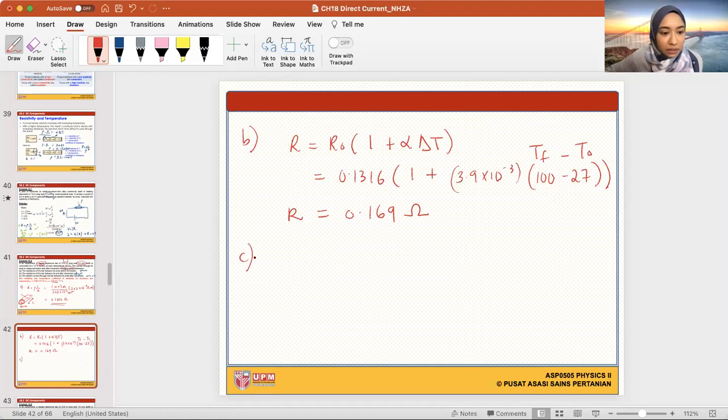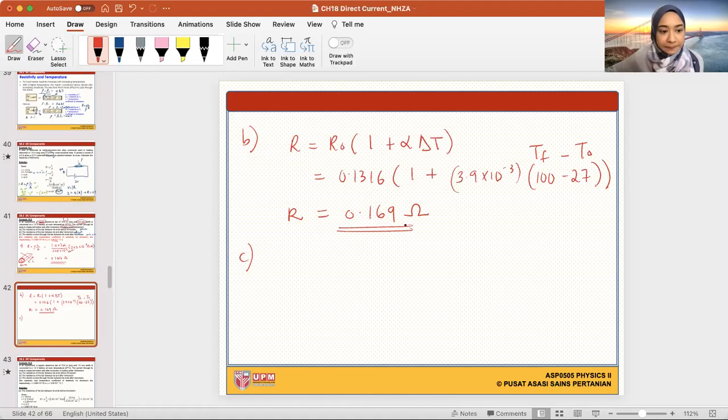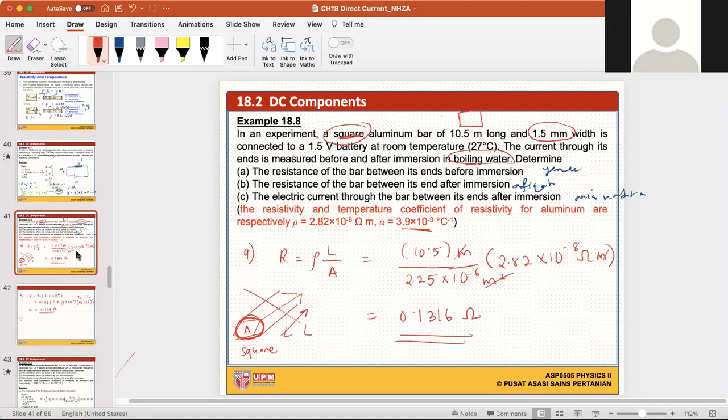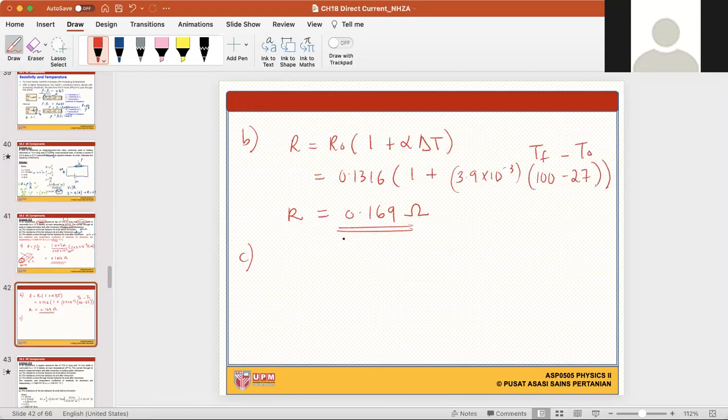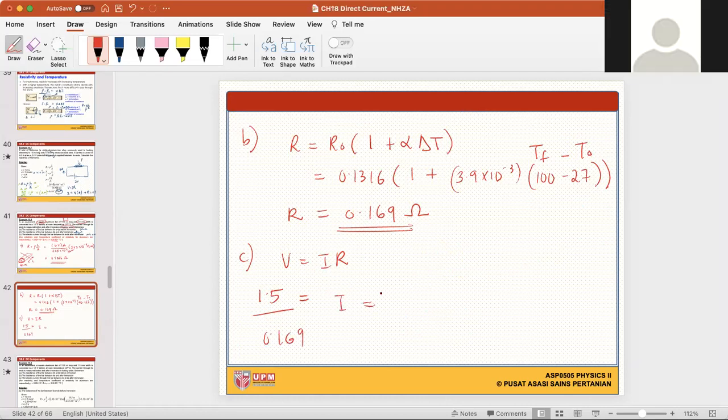So C, thank you, Afika. C is Anis Nadira. Is Anis there? Assalamualaikum doktor. Ada. Okay, salam. Doktor, saya try. Okay, saya pakai V equal to IR. Dekat soalan ada bagi voltage, 1.5, lepas tu bahagi dengan R yang dapat daripada B. So 0.169. What is your R? 8.87. Betul kalau salah. Okay, thank you, Anis.